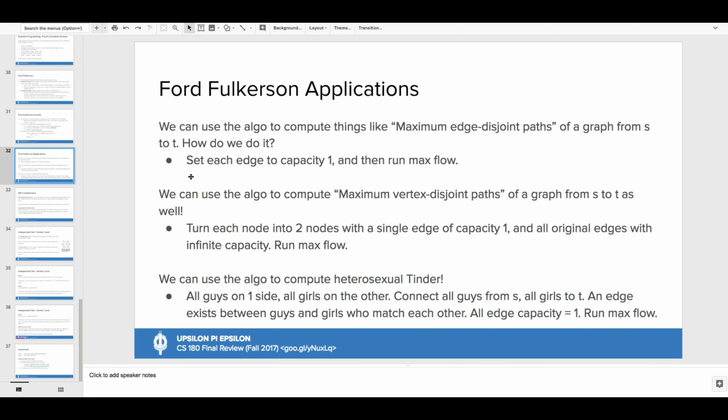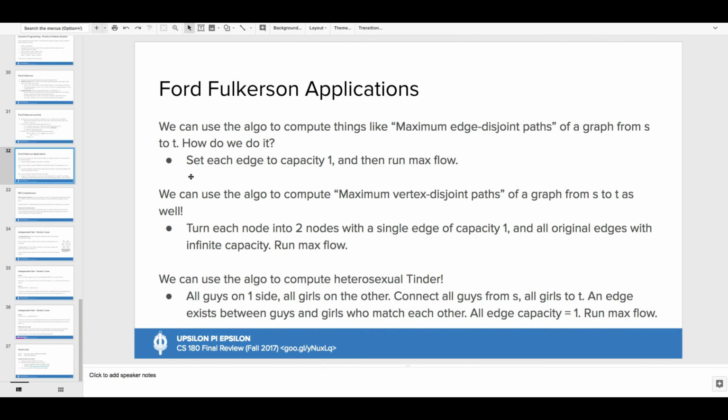Now, the solution is we can turn each node into two nodes with a single edge of capacity 1 connecting both of them. This means that we can run max flow and treat each node as a specific edge. We do not care about the other edges because we're not caring about the edge disjoint paths. Therefore, we can give all other edges infinite capacity. Now the bottleneck will be at the nodes with the edge capacities of 1. Then you can run max flow again.